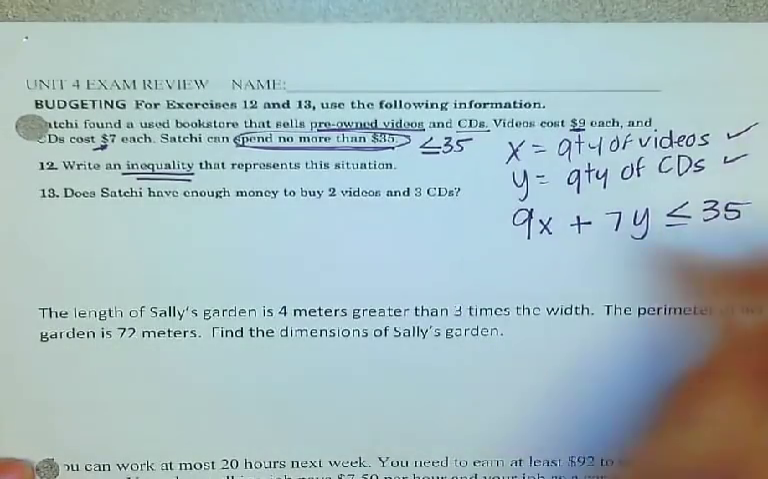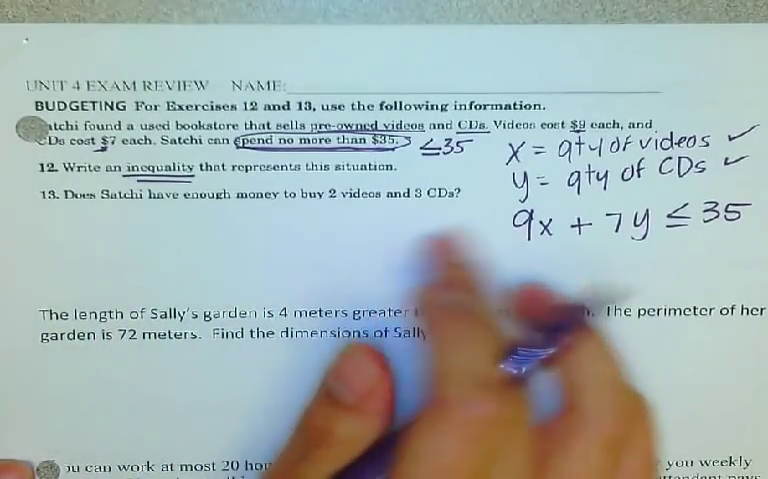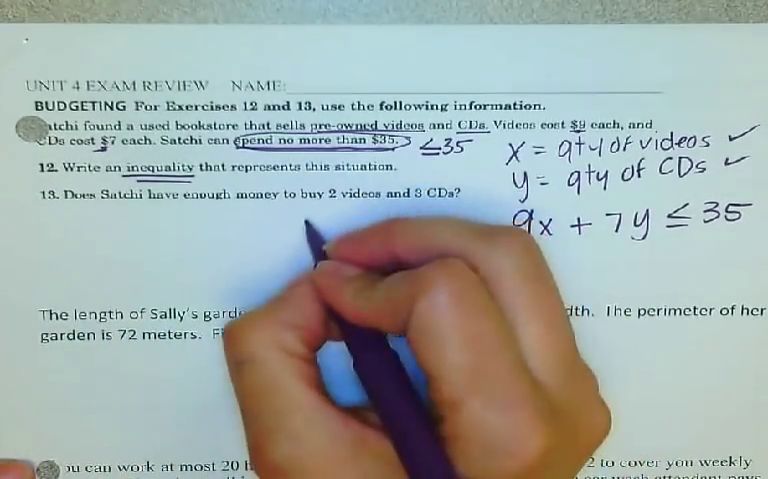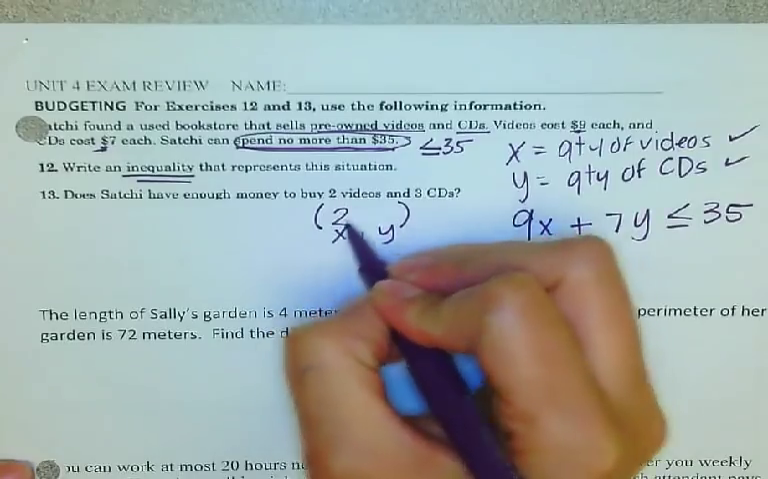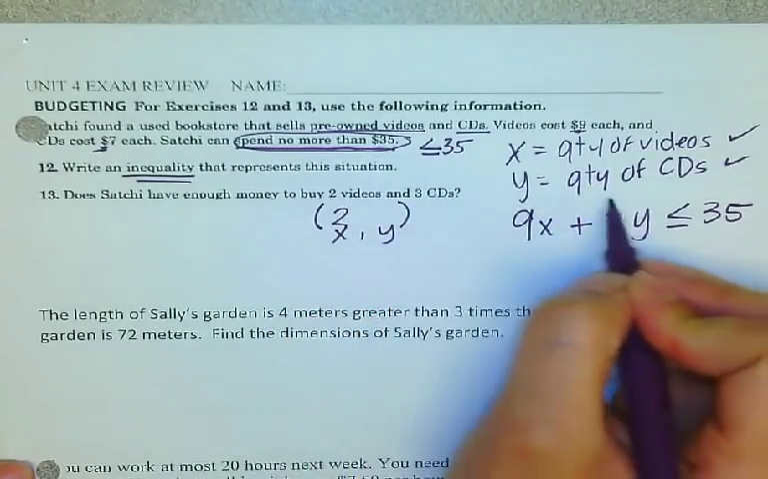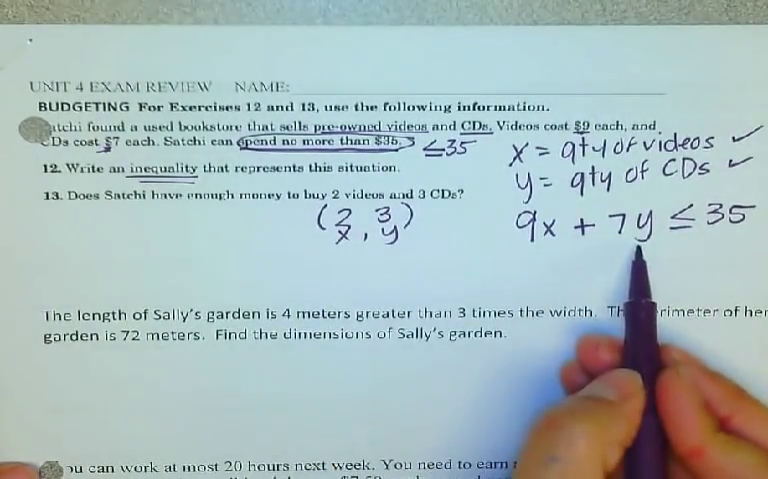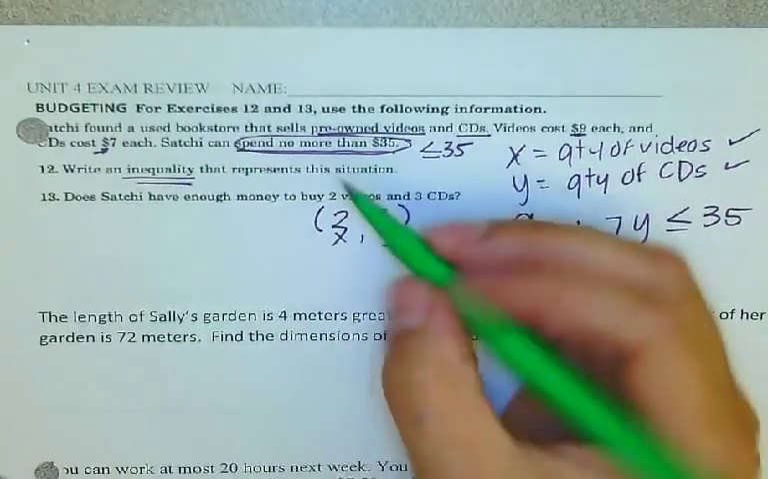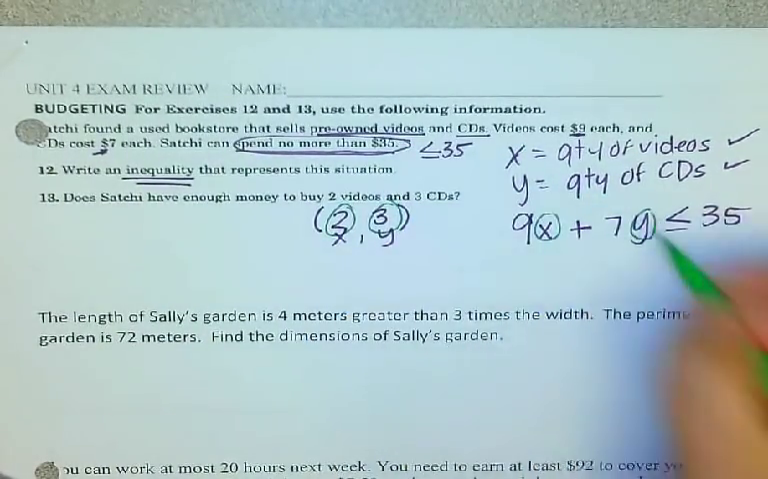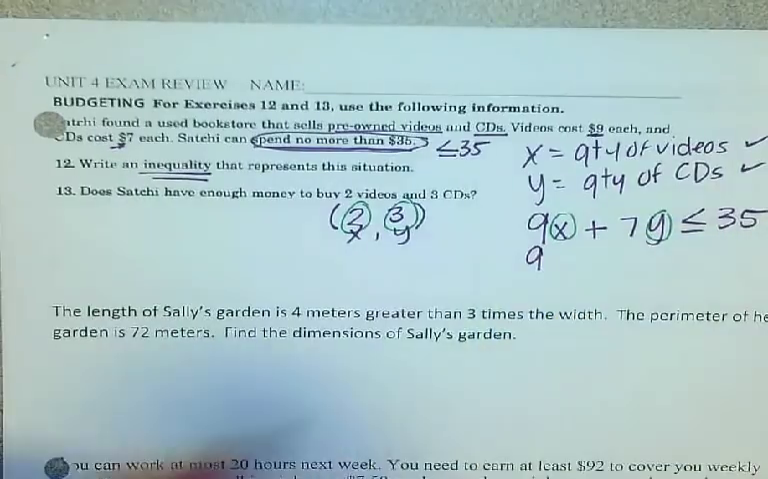I identified my two variables and I wrote my inequality. Now it says, does Sachi have enough money to buy 2 videos and 3 CDs? So in other words, would the XY coordinate of 2, because the videos are the X, and 3, because the CDs are the Y, would this coordinate point work for that? We don't have the inequality graphed, but we have the actual inequality. So here I can substitute these points and see if it gives me a true statement. If it does, it is part of the solution. If it doesn't, it is not part of the solution.